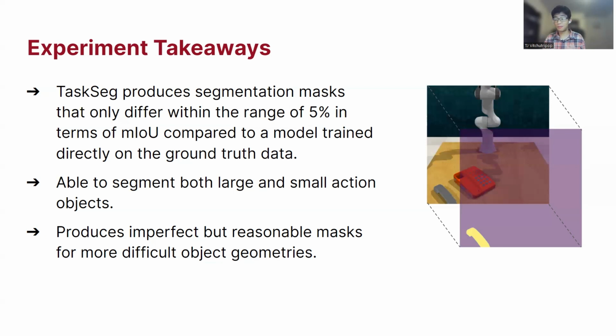So our takeaways from this experiment are that TaskSeg is able to produce segmentation masks that are within the range of 5% IOU difference with a model trained on the ground truth. And we're able to segment both large objects, like the phone in the phone on base task, and small objects as well, such as the moon in the shape sorter task. We produce imperfect but reasonable masks for more difficult object geometries, such as the square in the square onto peg task, where we were able to generate a mask of the square, but not exclude the hole in the middle of the square. And the reason for that error is likely due to the optical flow.